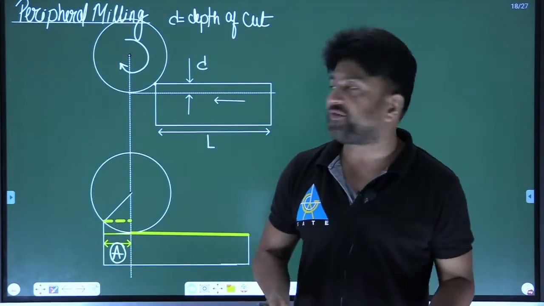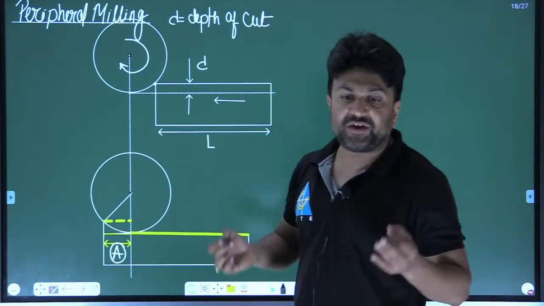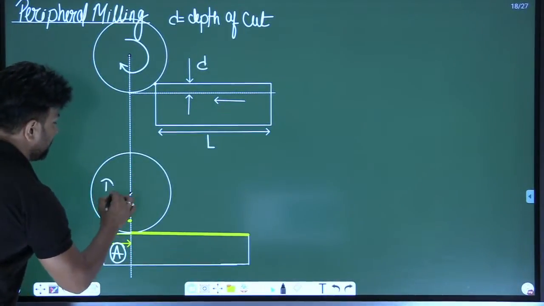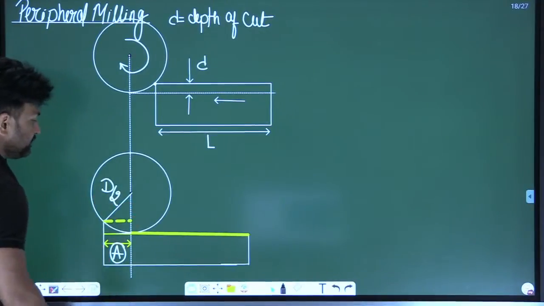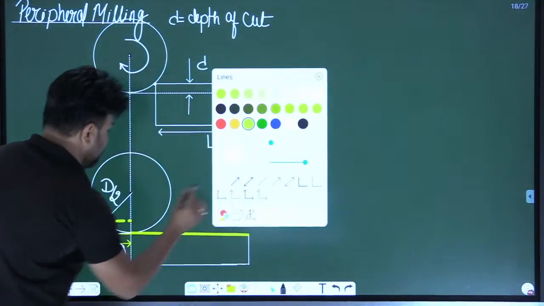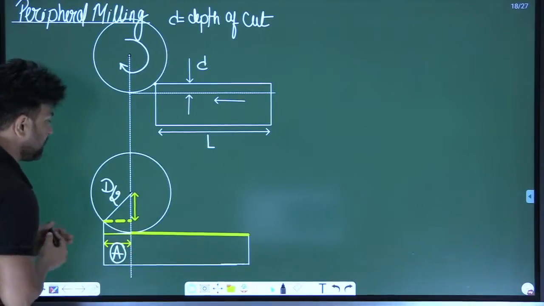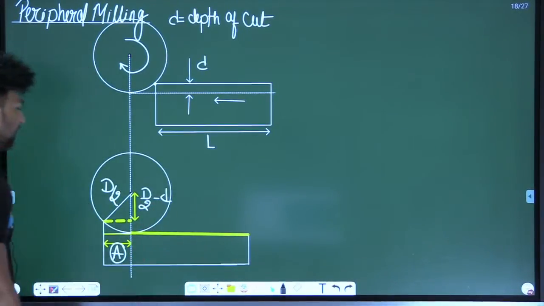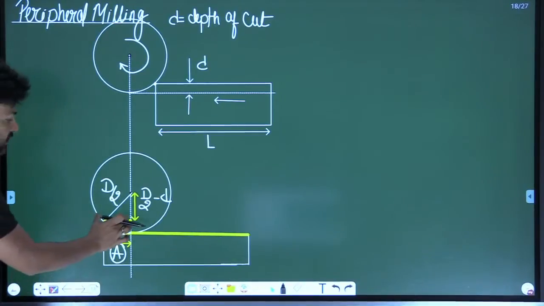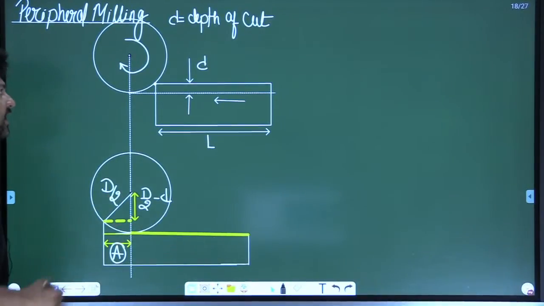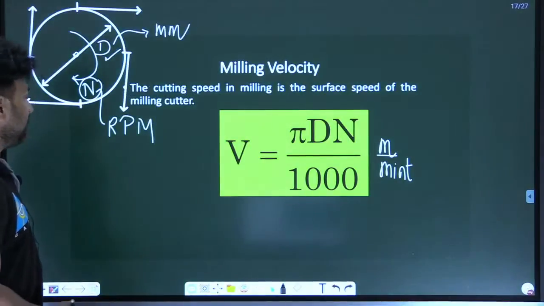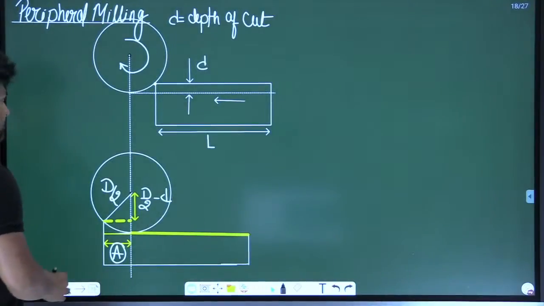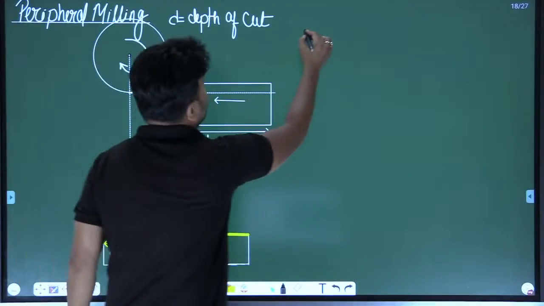Now, what is the value of A? Very simple. By geometry you can find it out. This is D by 2, and this is D by 2 minus depth of cut. So we can find out A. Let me write down A.